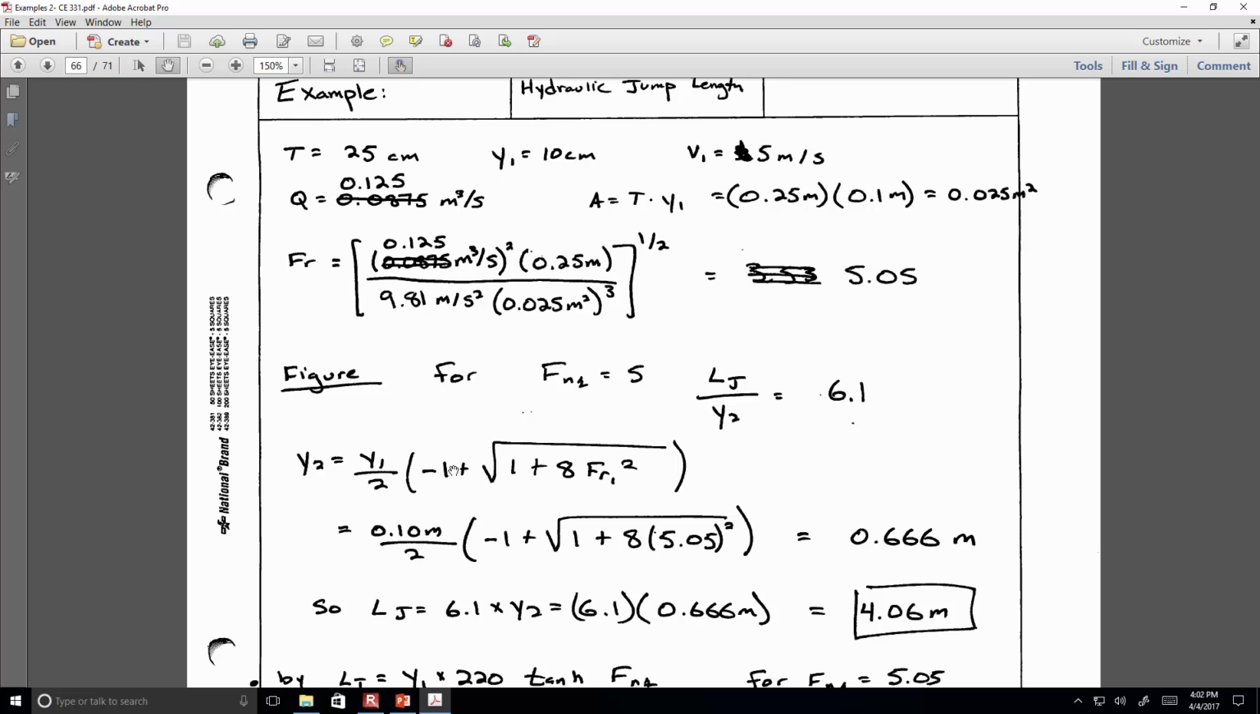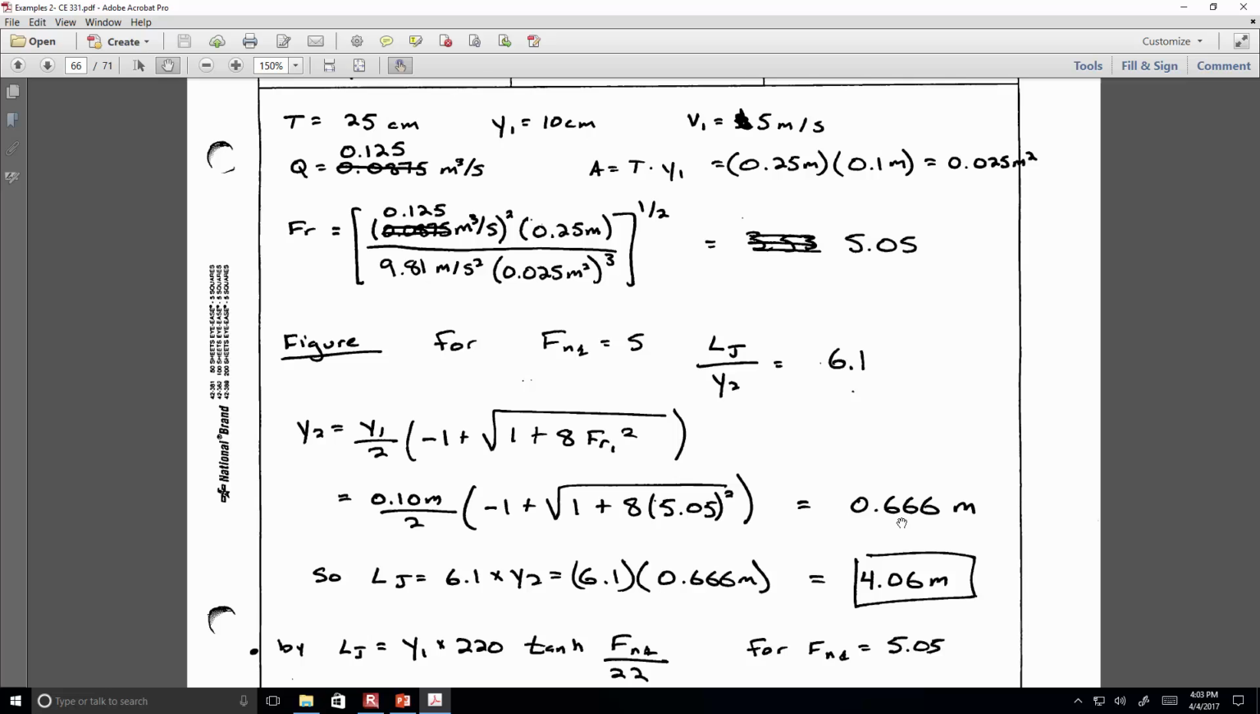So if we put it into the Bellinger momentum equation with our Froude number, then we get that downstream of the jump, the depth will be 6.66 meters. And that was compared to 0.1 meters upstream. So it's a pretty dramatic jump.